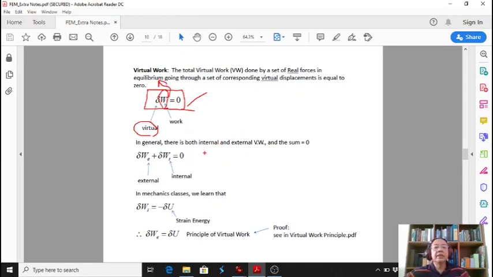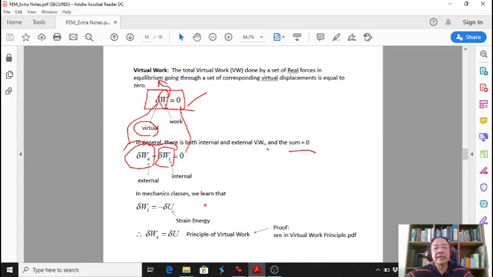In general, there is both internal and external virtual work, and the sum is 0. So the virtual work is composed of virtual work external plus virtual work internal. So the sum is equal to 0. Virtual work external plus virtual work internal is the virtual work.